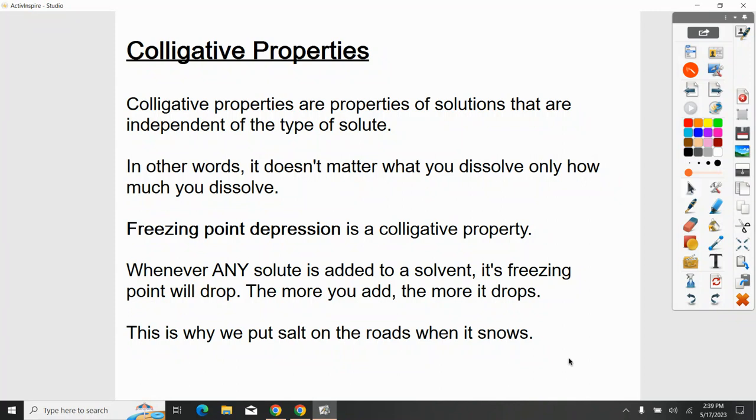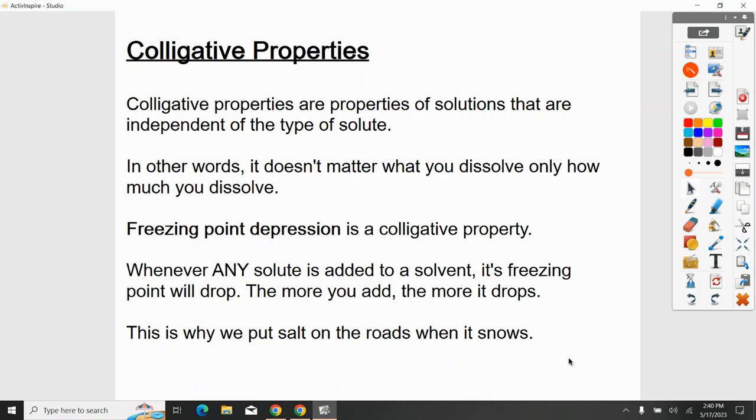Whenever a solute, any solute, is added to a solvent, its freezing point will drop. In other words, you'll have to get it colder to freeze it. As you should know, water freezes at 32 degrees Fahrenheit, 0 degrees Celsius. If you add salt to water, you can push that freezing point down. The more salt you add, the lower it goes. So you can push that freezing point of the water all the way down into the teens, 13, 14, 15 degrees Fahrenheit, 7, 8 degrees below 0 in Celsius.